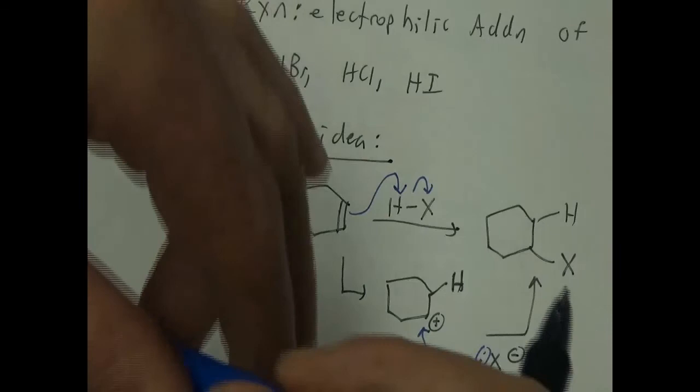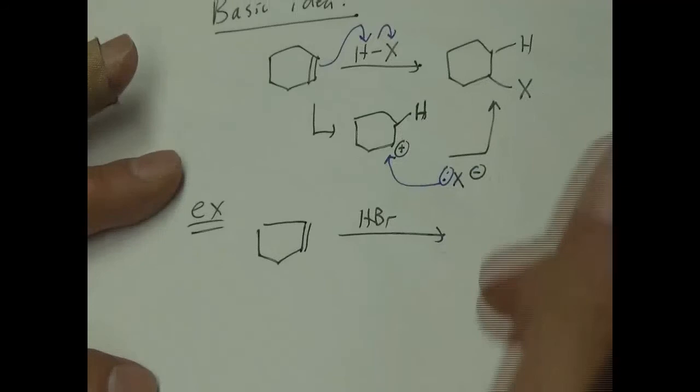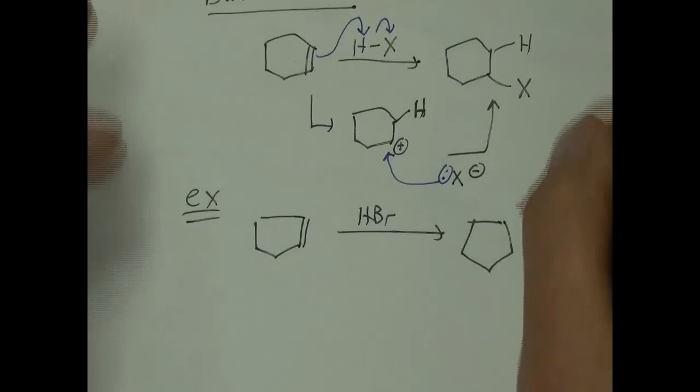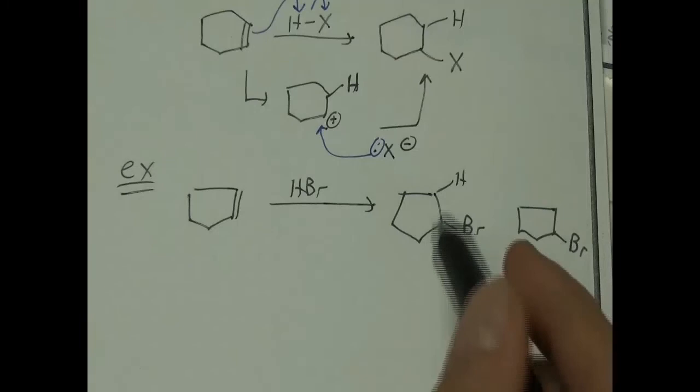Let me show a real example. Cyclopentene, HBr. And what's the product? H on one side, Br on the other. Sometimes we just draw it like that. I mean, it's the same thing. We don't have to show the H, right? These are the same thing. So you're just adding an H on one atom and a Br on the other.